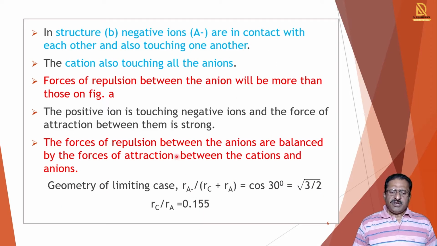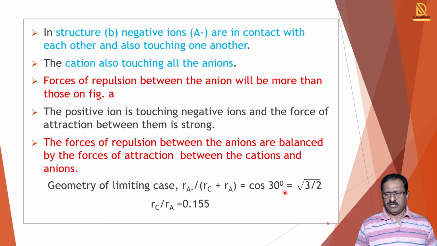So here, if we see the geometry of these structures, then we can calculate geometrically that in the limiting case, Ra divided by Rc plus Ra is equal to cos 30 degree, and that is equal to under root 3 by 2. So Rc by Ra is equal to 0.155.